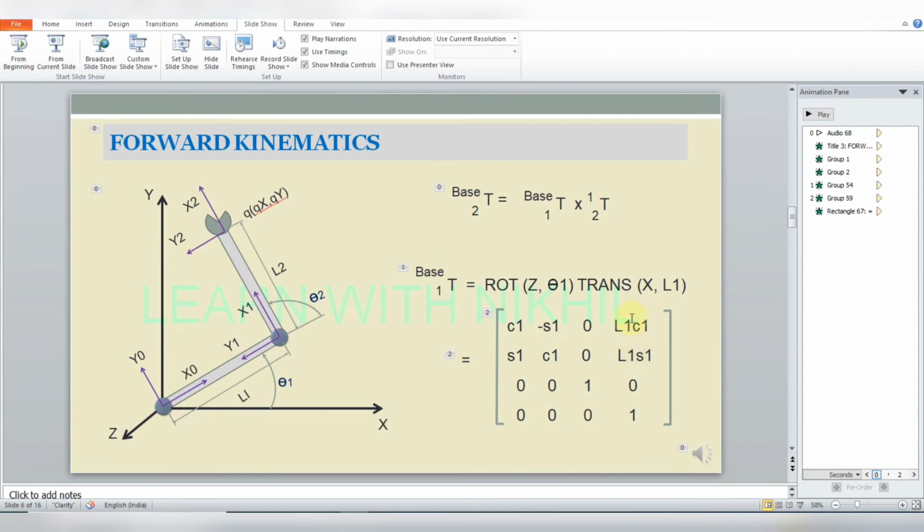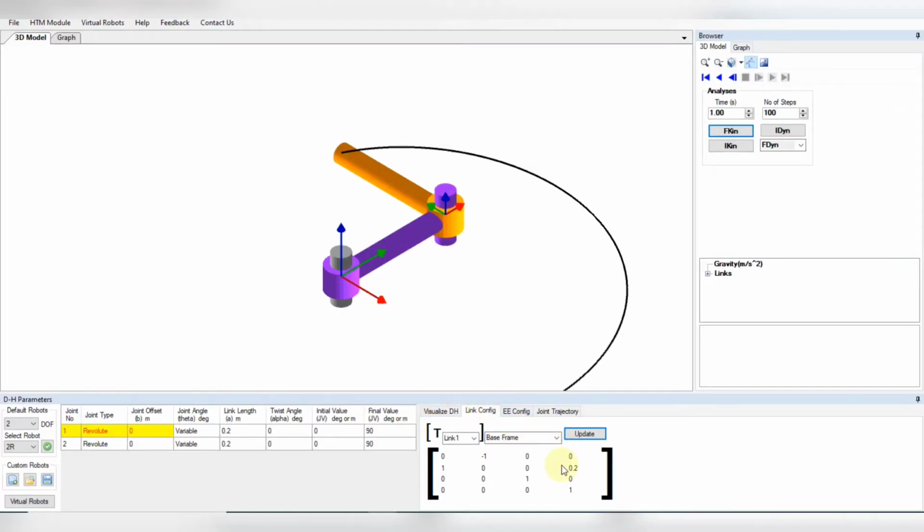And this is nothing but the transformation of x with respect to L1. So transformation with respect to x, the link length is L1, and as you know the link length is 0.2. So here we have got the value 0.2. So this is the 3 by 3 rotation matrix and this is the position matrix. So 0.2, this value has arrived here.